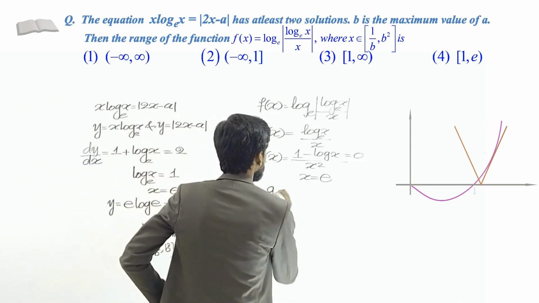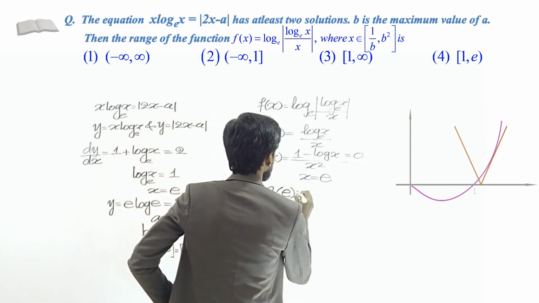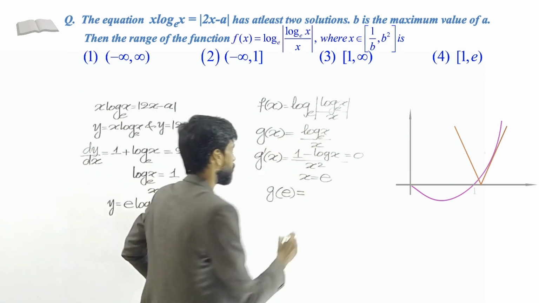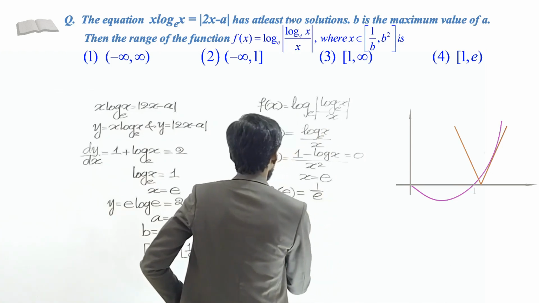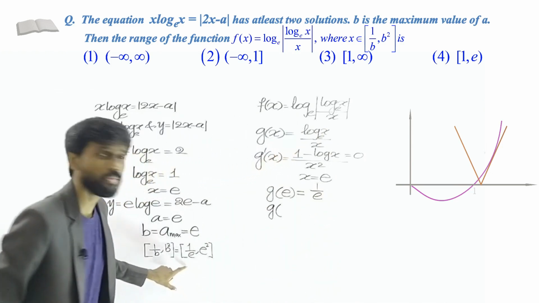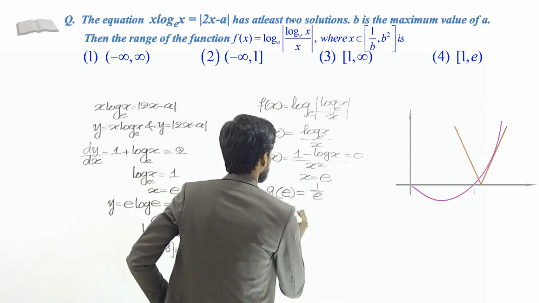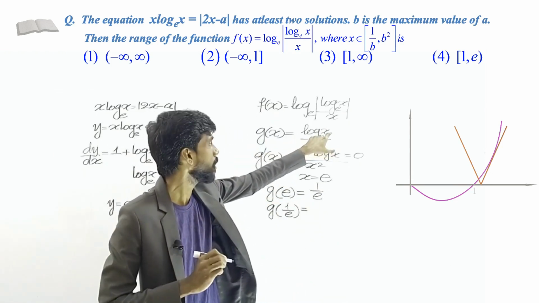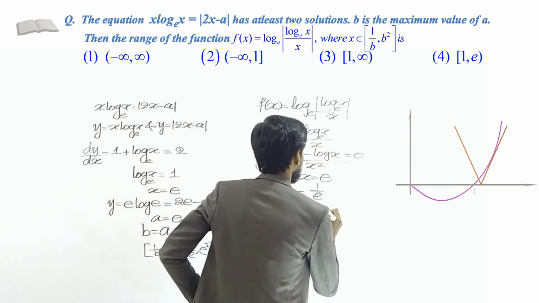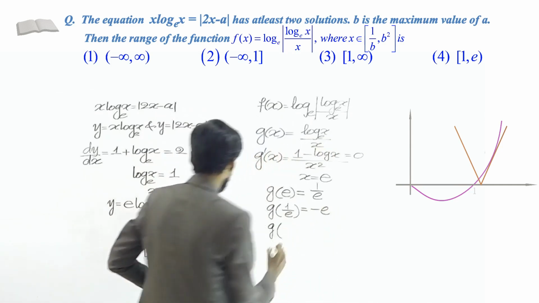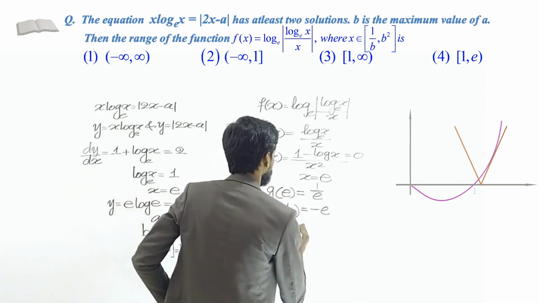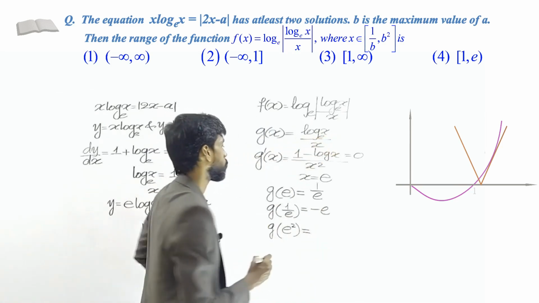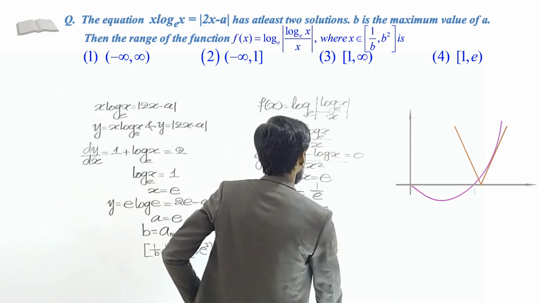So let us find g of, say, e. So g of e, that is log e, which is 1, divided by e. Similarly, you find this end value. So g of 1 by e. Here you substitute log of 1 by e, that is minus 1 divided by 1 by e. So that is minus e. Similarly, the other end point, which is e squared. g of e squared. Here log of e squared is 2, so 2 divided by e squared.